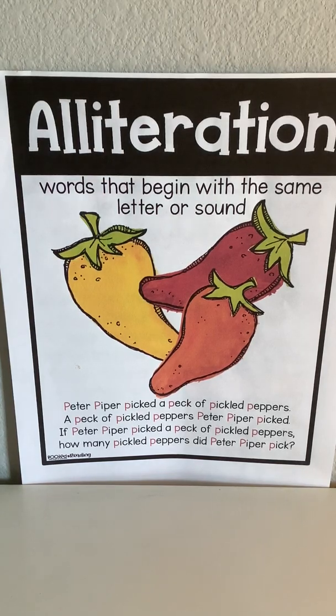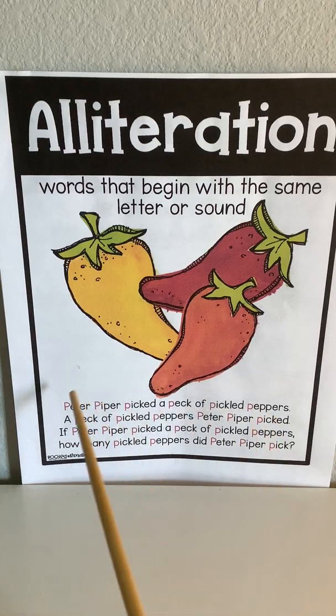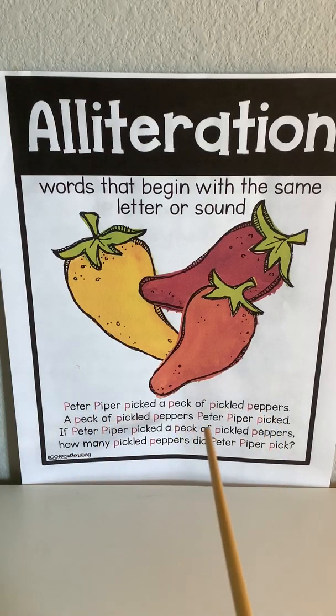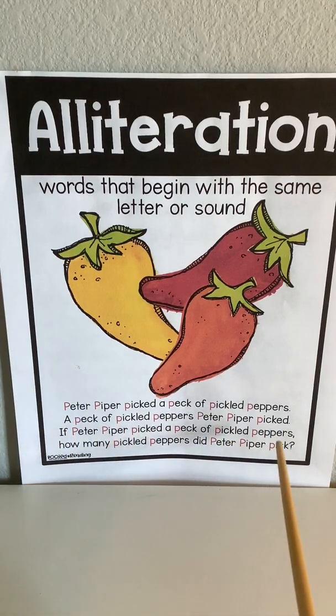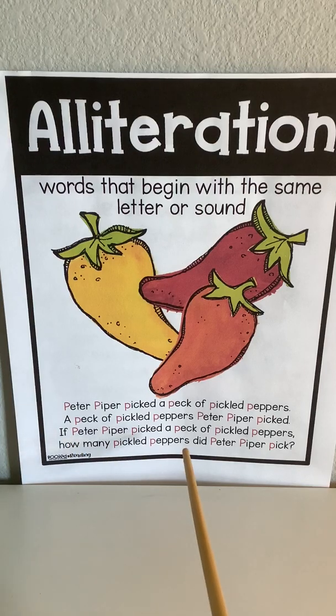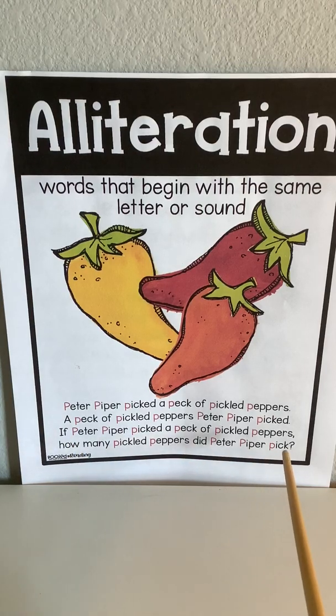All right, so the example that we're going to read together is right down here at the bottom. And you've probably heard this rhyme before. It goes, Peter Piper picked a peck of pickled peppers. A peck of pickled peppers Peter Piper picked. If Peter Piper picked a peck of pickled peppers, how many pickled peppers did Peter Piper pick? So what was the letter or sound that they used in that alliteration poem? Yes, it was P.